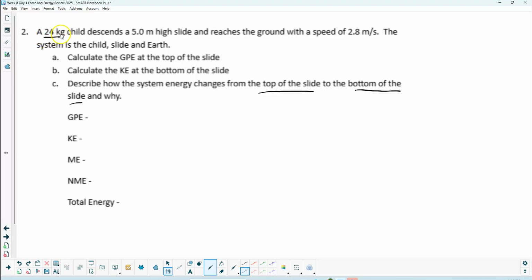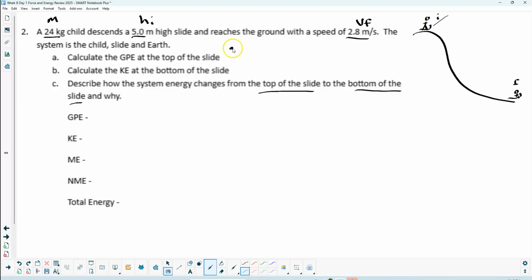So first off, we need to label things. Mass is 24, height is 5. That's going to be my initial height. It reaches the speed at the bottom of 2.8, so that's the velocity. So it's kind of going down the hill like that. So this is my final position, and this is my initial position up here.